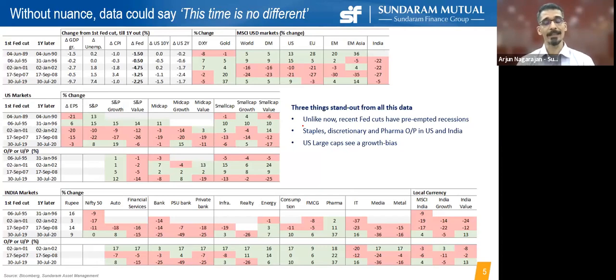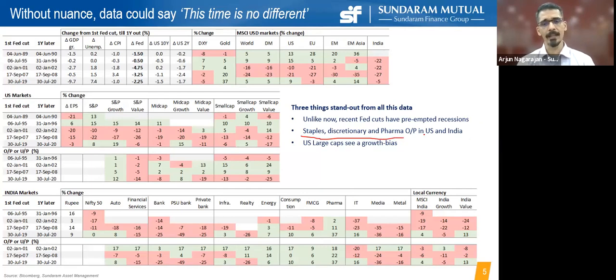The second part is every single time in the last two key recessions that happened in the US, which was the reason why the Federal Reserve cut rates, three sectors have outperformed: staples, discretionary, and pharma, both in US and in India.